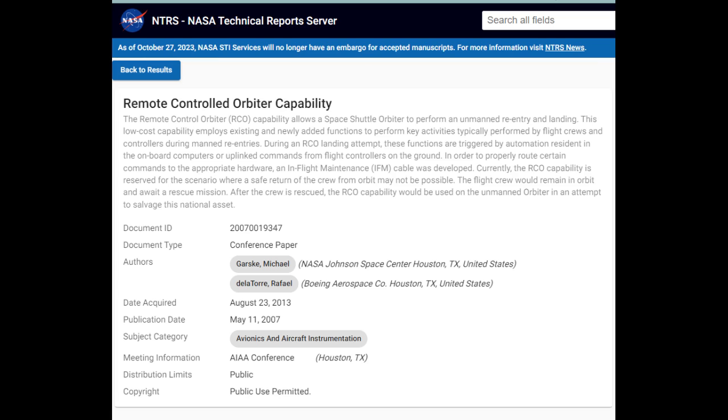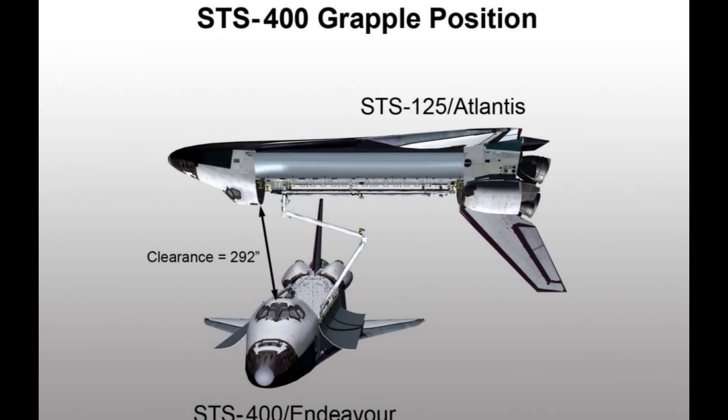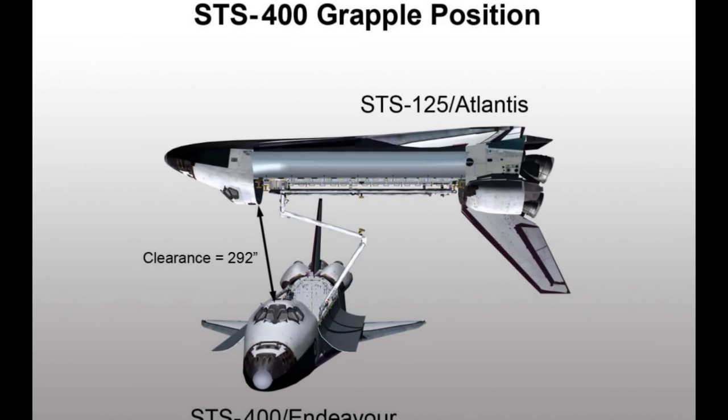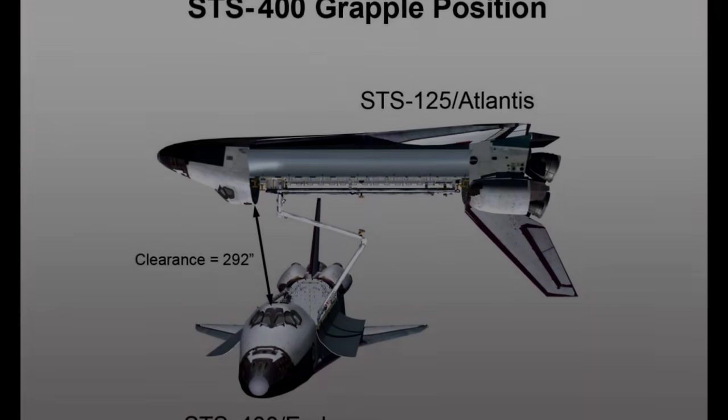STS-400 was a similar contingency mission, though it was a very specific flight intended to rescue Shuttle Atlantis on a Hubble servicing mission using Shuttle Endeavour, because on that flight, Atlantis would have no way to reach the International Space Station as a safe haven.